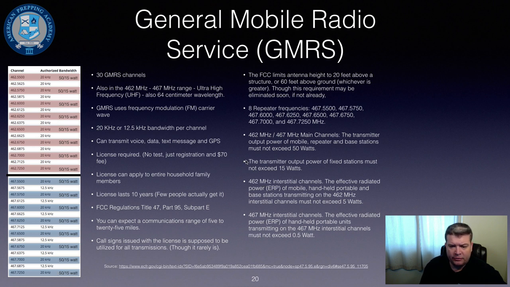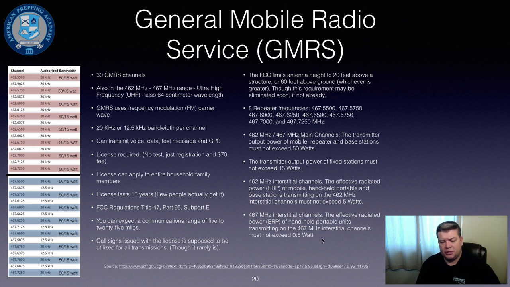And then you have the 462 megahertz interstitial channels. That's the white ones here. Those are limited to 5 watts. So still a good wattage, and it's still going to help you get more distance, but considerably less, obviously, than 50 watts. The 467 megahertz interstitial channels are limited to 0.5 watts.